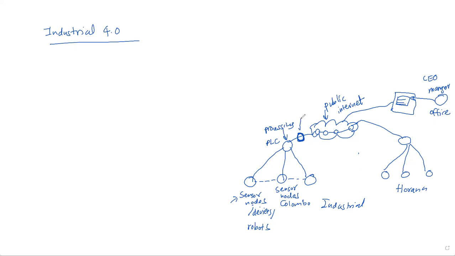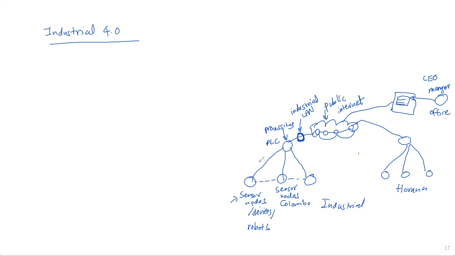So this router could be in the industrial local area network. So we need to do the processing at the PLC and then send the data to the router. And then the router will forward that data to the public internet. So the processing is done at the PLCs.